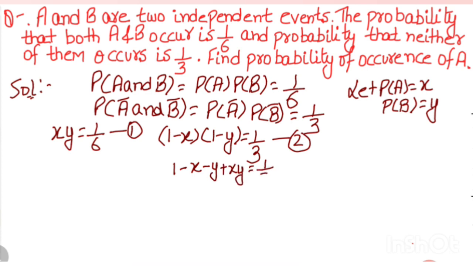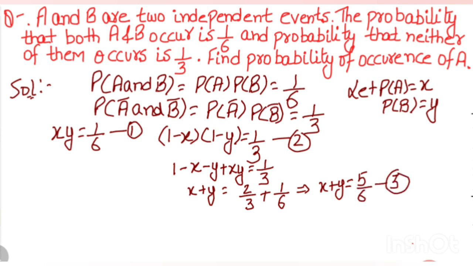Okay, now on solving this equation, we get 1 minus x minus y plus xy equals 1 by 3. Okay, so from here value of x plus y will be equal to 2 by 3 plus xy. Put the value of xy here, which is 1 by 6. Okay, so x plus y is equal to 5 by 6. This is equation number 3. Okay, now we have two equations and two variables. Okay, x plus y equal to 5 by 6, xy equal to 1 by 6.